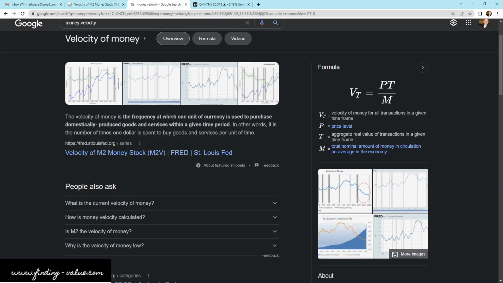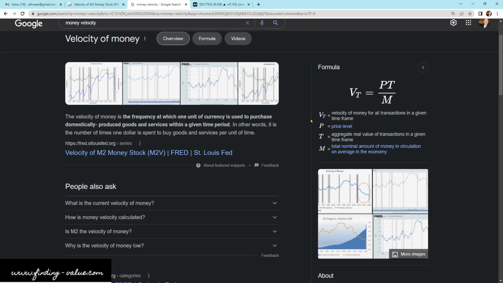So I wanted to go over the definition of velocity, go over the equation here real quick, and talk about some scenarios. The velocity of money is the frequency at which one unit of currency is used to purchase domestically produced goods and services within a given time period. In other words, it is the number of times $1 is spent to buy goods and services per unit of time. So it's dollars per unit of time, and that is your velocity. It's your purchasing power divided by time.